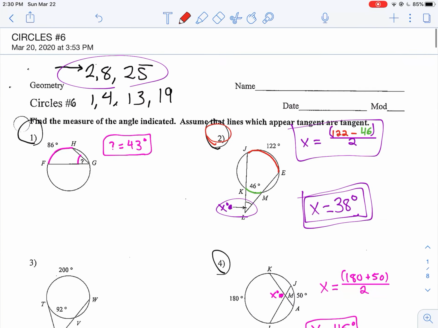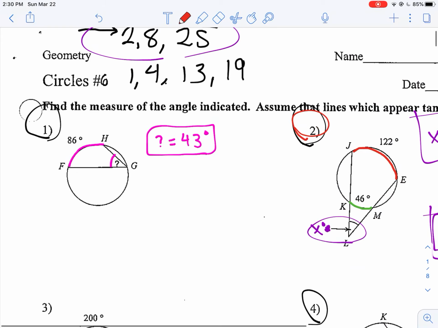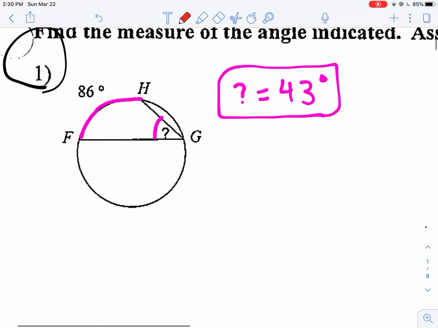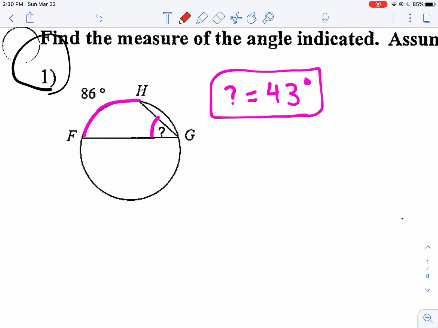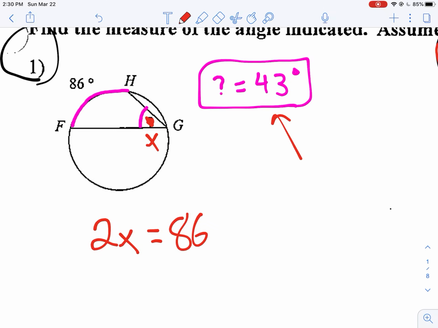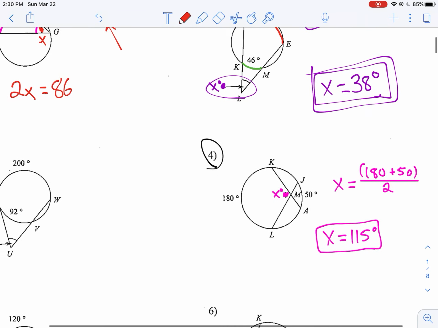Let me jump through and show you some answers on some of the older stuff. So if you look at number 1, okay, this goes back to the notes that I started with. The angle, it's always 2 times the angle, in this case it's x, will equal the arc. Okay, so you just divide by 2, and that's where I got my 43 from.